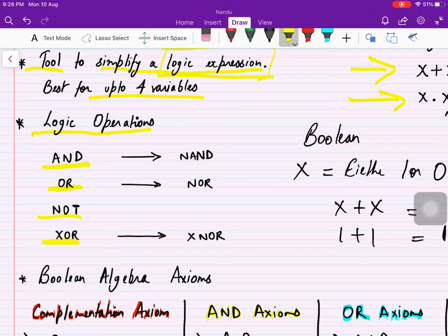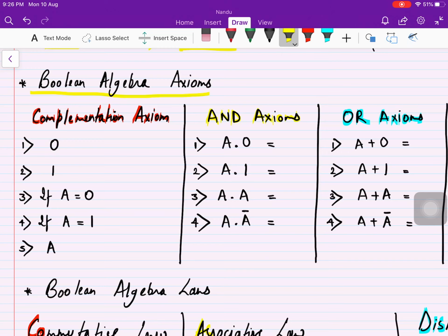Now there are Boolean algebra axioms. This is very important. There are three types: complementation axiom, AND axiom, and OR axiom. In complementation axiom, the meaning of complement is inverse, or opposite. In the complementation axiom there are 5 laws, so let's discuss.